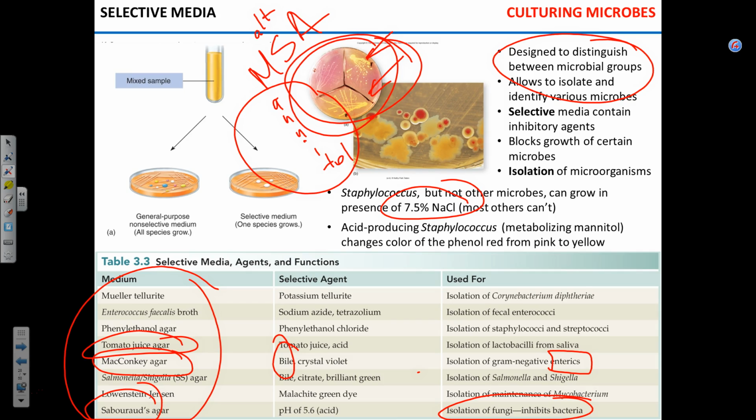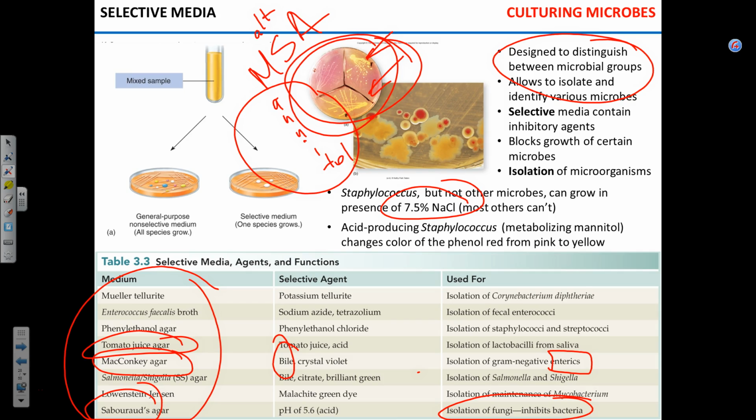Do you have to memorize all this media? No, you don't. You don't have to memorize the names of the media. You don't have to memorize what they're made of. No. Because unless you work with it, you not use it, you lose it. Okay? But what you really have to understand is the concept of selective media.